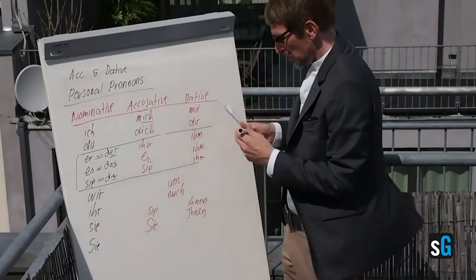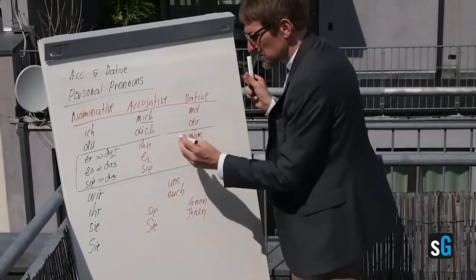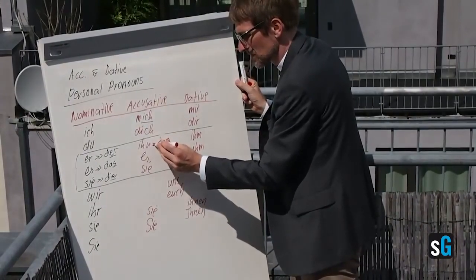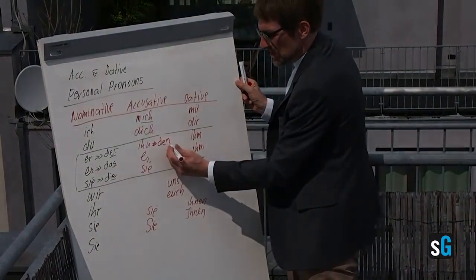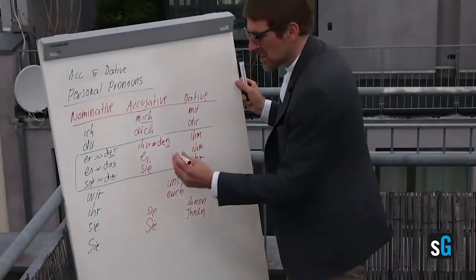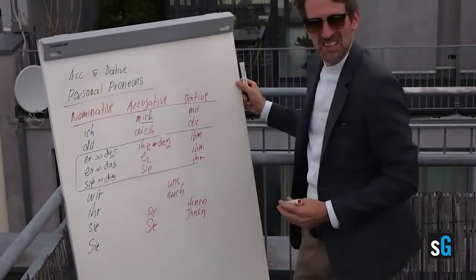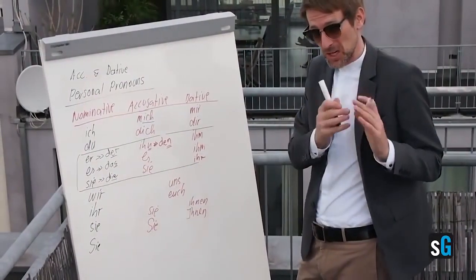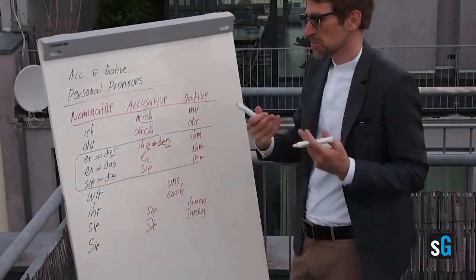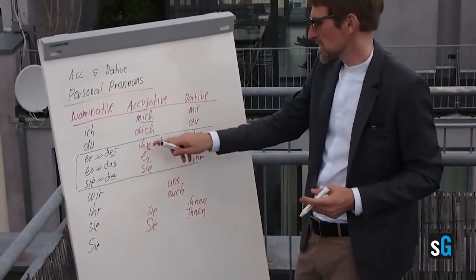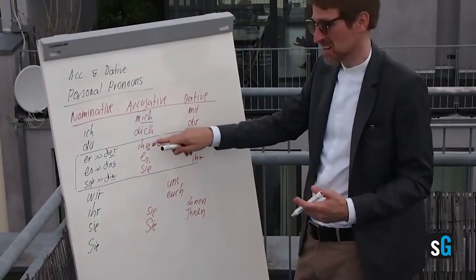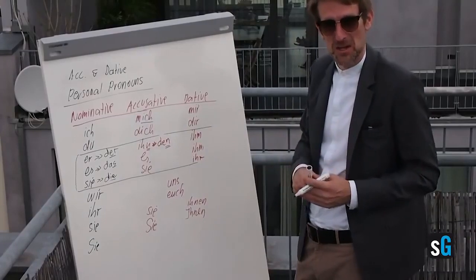You remember the article of the masculine in accusative, and that was den. And you can see den ends in an N, so does ihn. So if you know the article, and that's what I always say, know your articles, then you know which pronoun to use. You would never mistake it for ihm, because you know the article is den and the pronoun ihn.